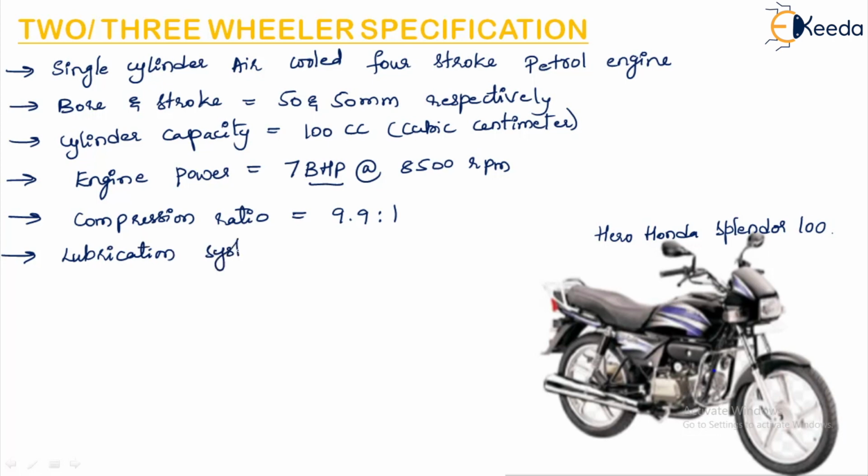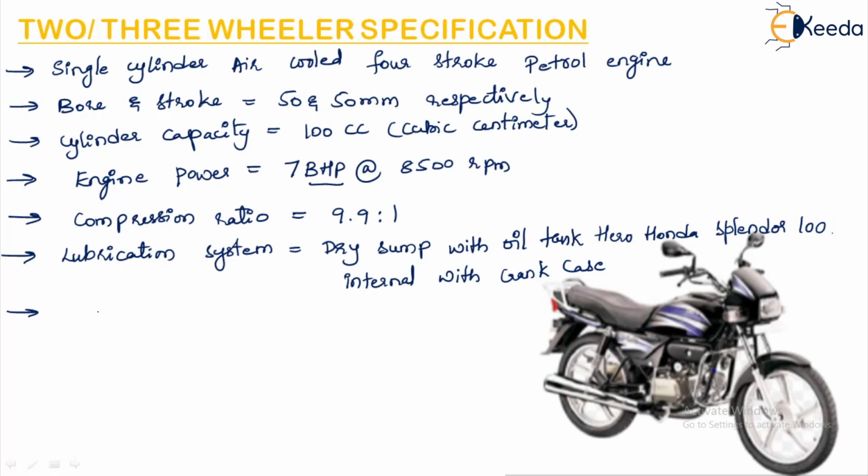Then what kind of lubrication system is used? In Suzuki Axis we have seen that the lubrication was wet sump, but here it is a dry sump with oil tank internal with the crank case. So along with the crank case there will be an oil tank. Then the gearbox. What kind of gearbox is used here? So here a 4-speed constant mesh gearbox is used.